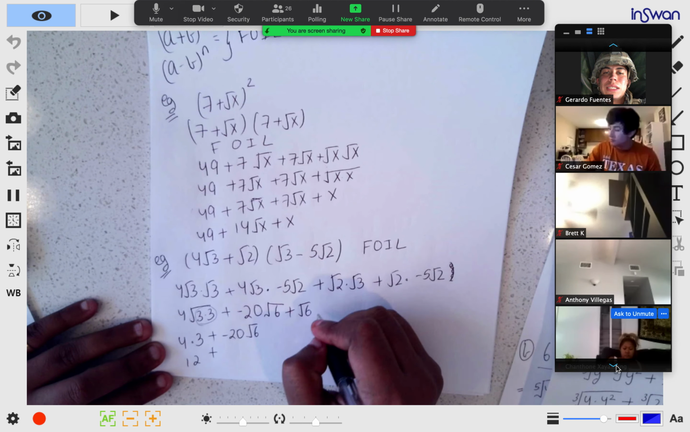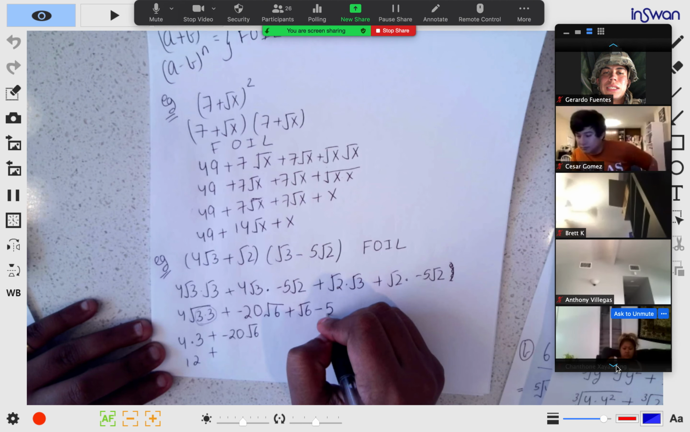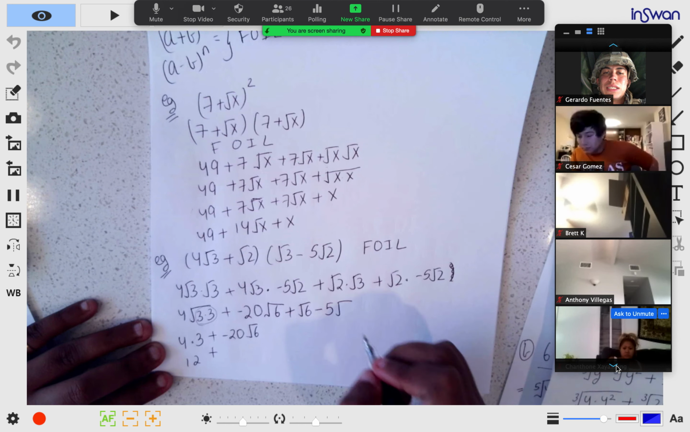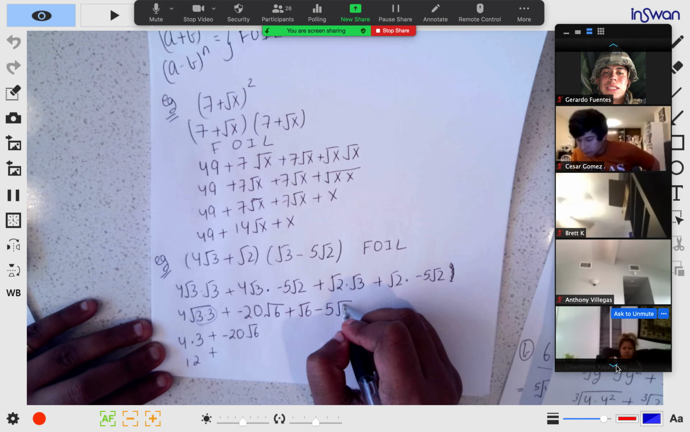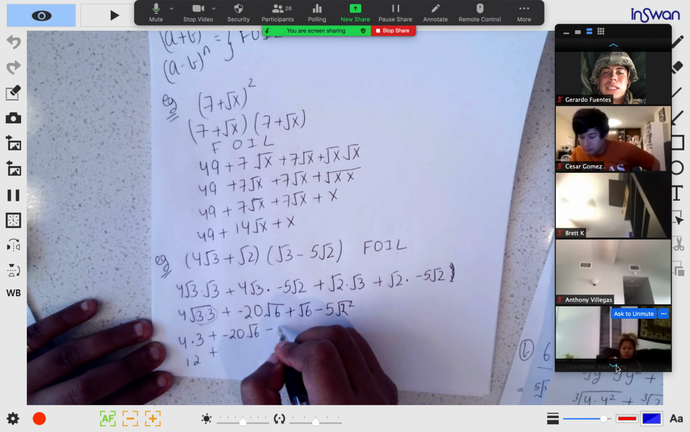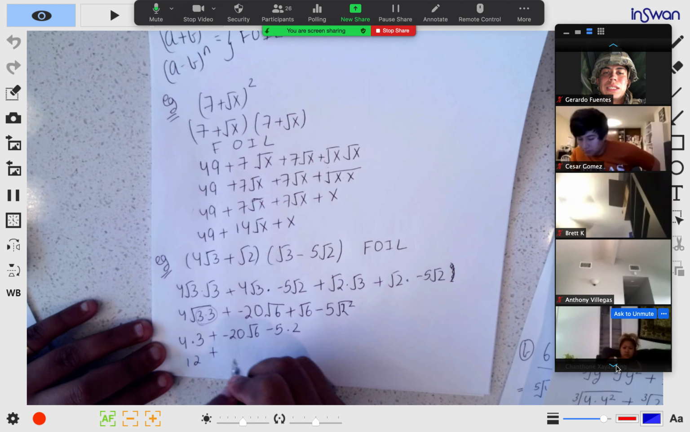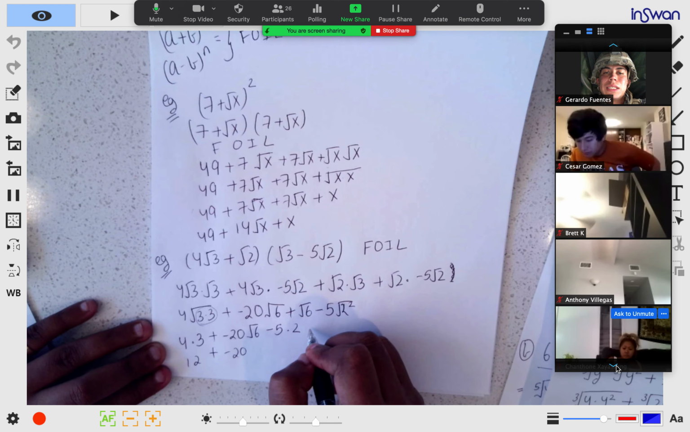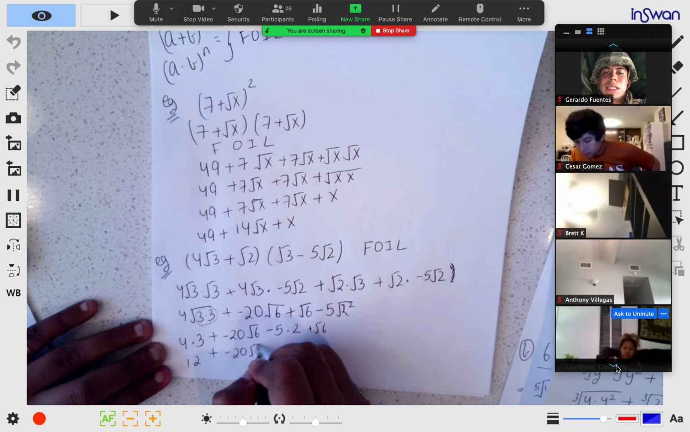Negative 5 square root of... Oh, wait. Wouldn't you just combine the 2's and then take them out again? Yes. So then you'd get negative 10. Yeah, you get negative 10. So you get negative 2 square root of... And there was square root of 6. Square root of 6 plus square root of 6, negative 10.